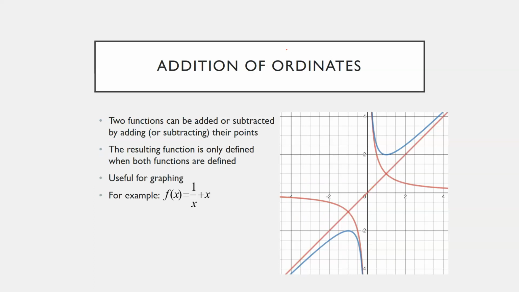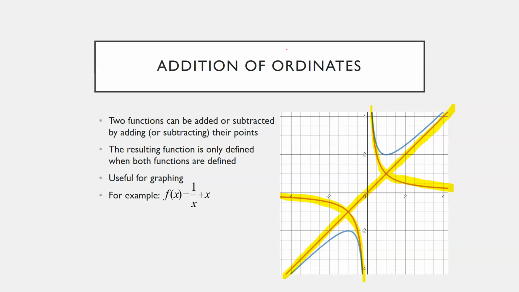Addition of ordinates is also a useful way that two functions can be combined. We can add or subtract two functions together by adding or subtracting their points. The resulting function is only defined when both functions are defined. This is really useful for graphing. For example, if we have the rule 1 over x plus x, then we can combine the 1 on x rule, given by this red line here and this red line here, and the y equals x line, given by this rule here. Then, for each x value, we can add the 2 points together.